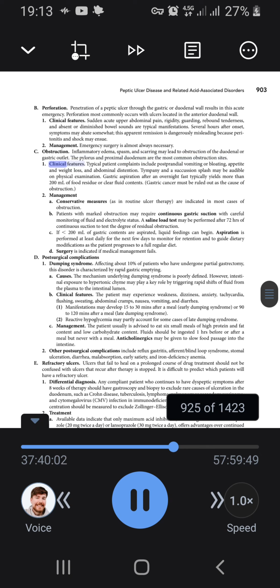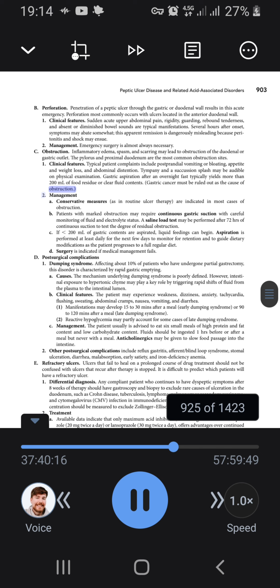1. Clinical features. Typical patient complaints include postprandial vomiting or bloating, appetite and weight loss, and abdominal distension. Tympany and a succussion splash may be audible on physical examination. Gastric aspiration after an overnight fast typically yields more than 200 milliliters of food residue or clear fluid contents. Gastric cancer must be ruled out as the cause of obstruction.